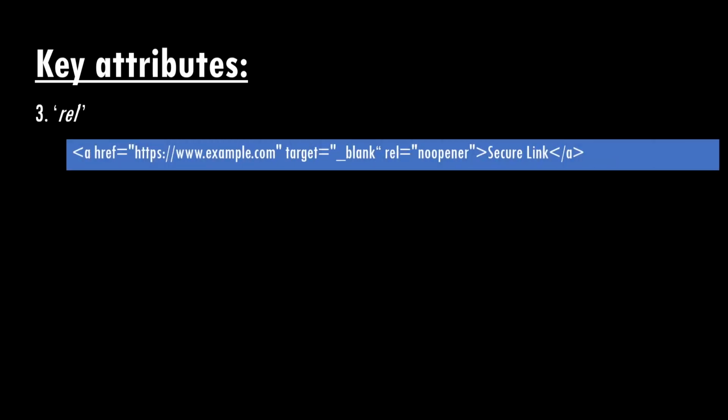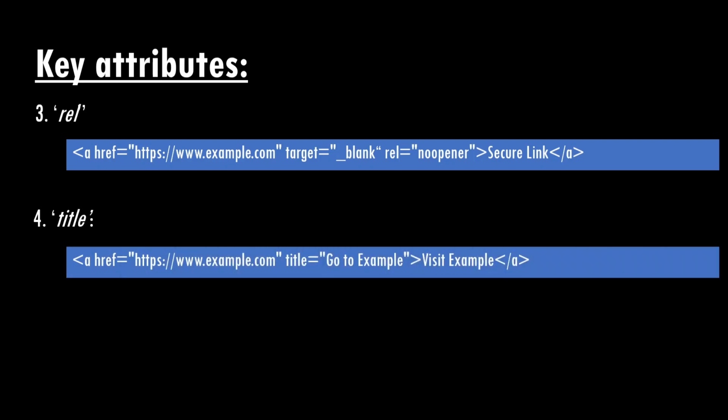Rel specifies the relationship between the current document and the linked document. Common values include noopener, noreferrer, and nofollow. Here is the syntax. Then title provides additional information about the link, usually displayed as a tooltip when the mouse hovers over the link. Here is the example.